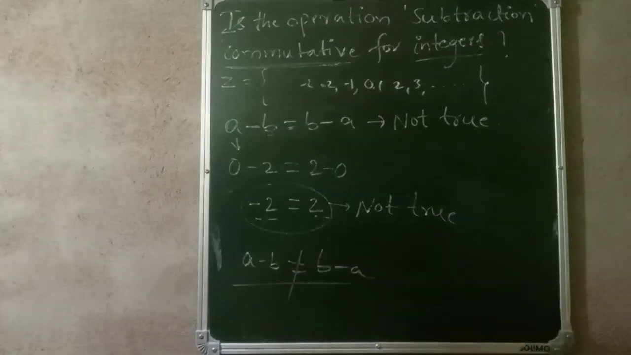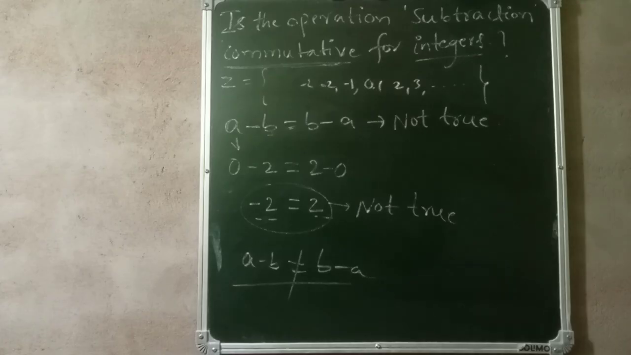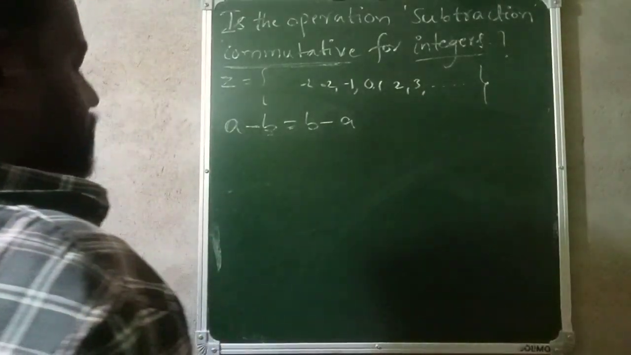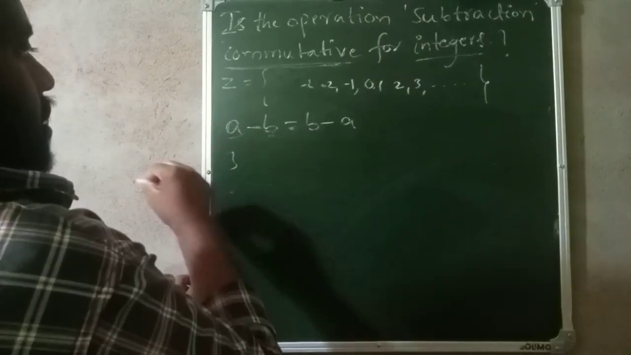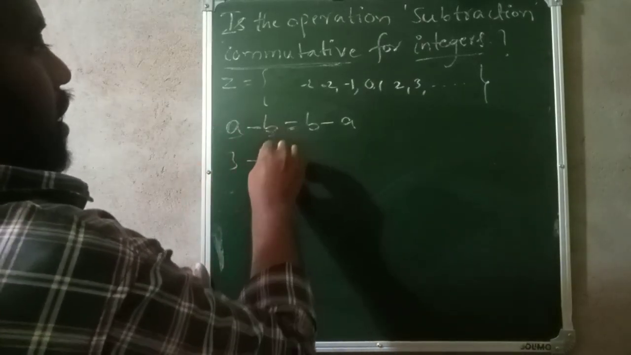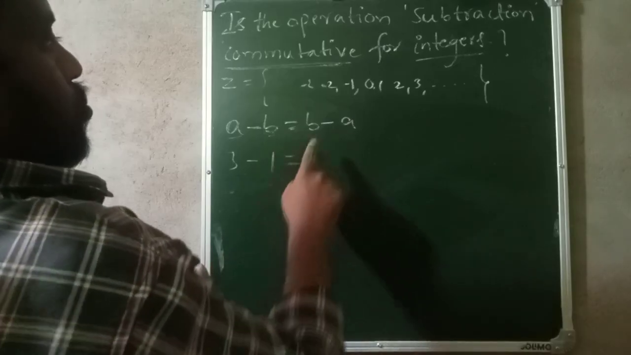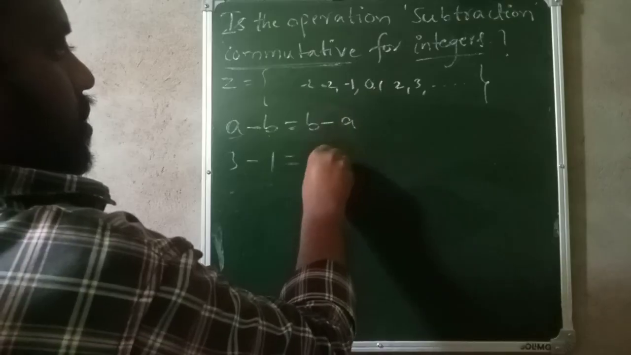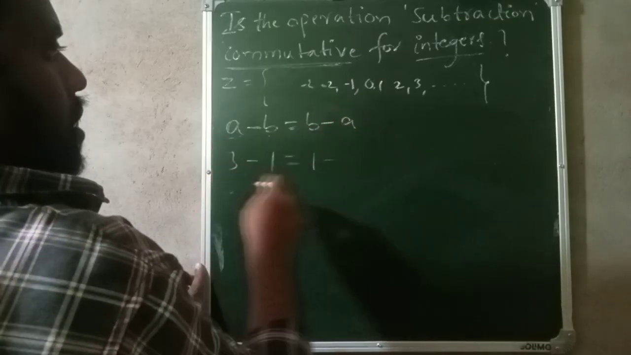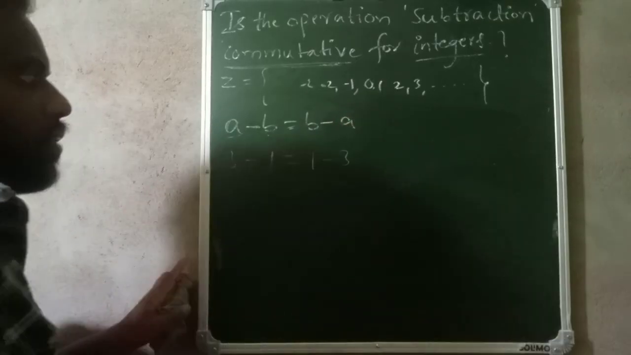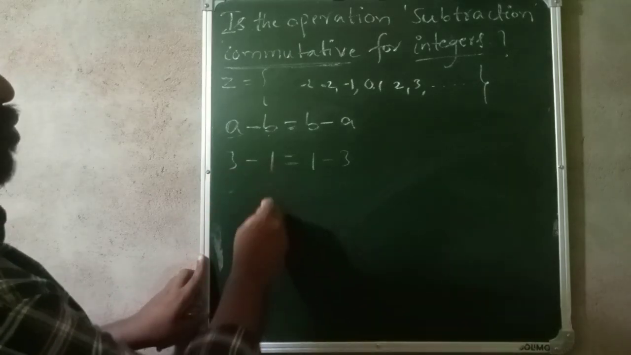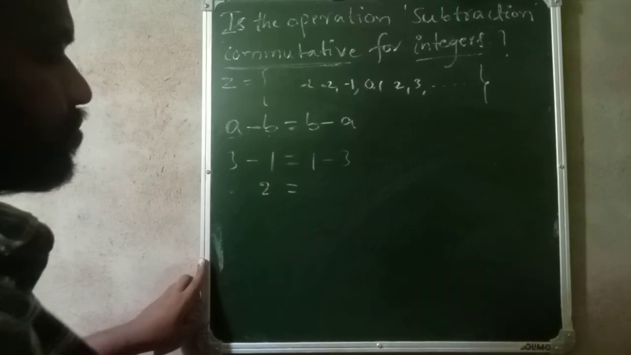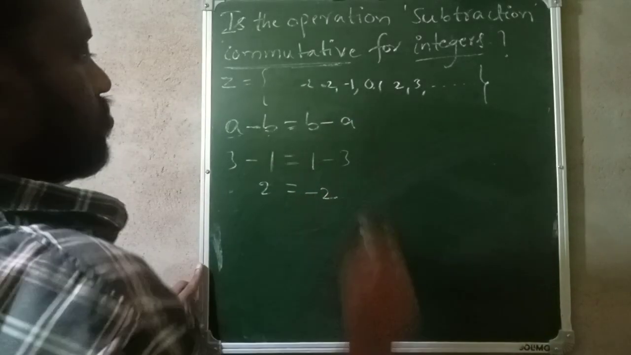I will take one more example. For a, I will take 3, minus fixed. For b, I will take 1. So for b I took 1, write 1 here, minus fixed a. In place of a, I took 3, so write 3. Now see, 3 minus 1 is what? 2. Is equal to, so 1 minus 3 is what? That is minus 2.